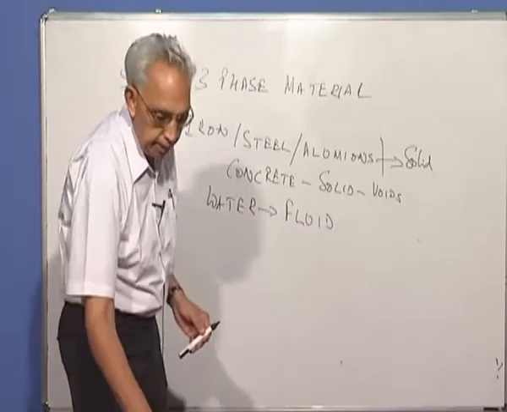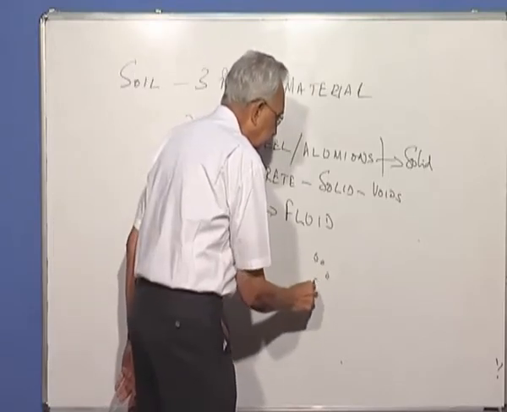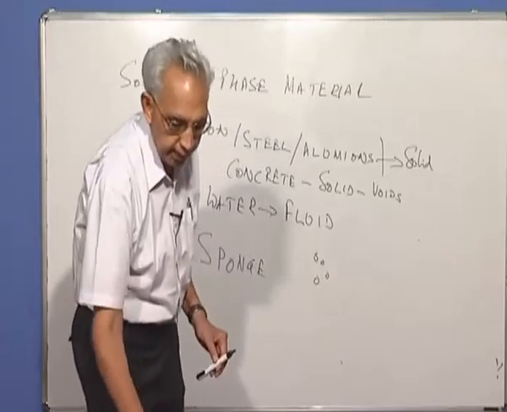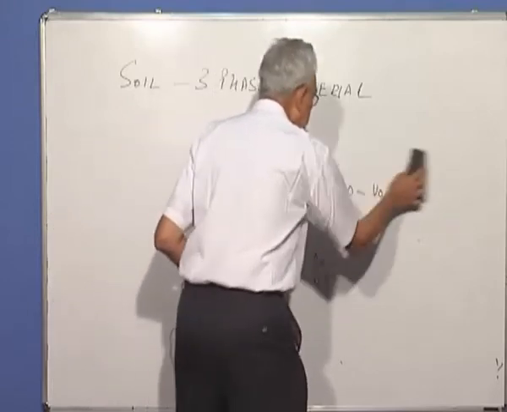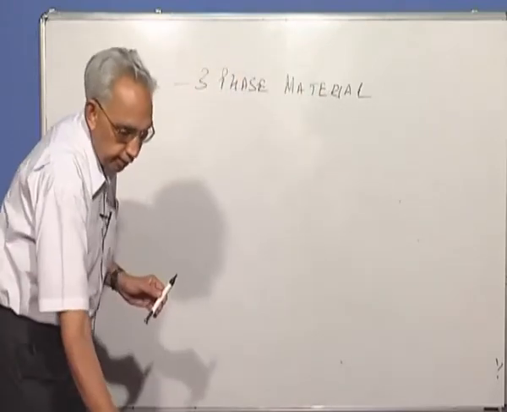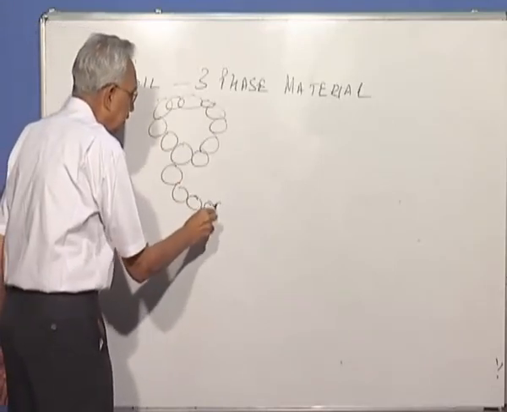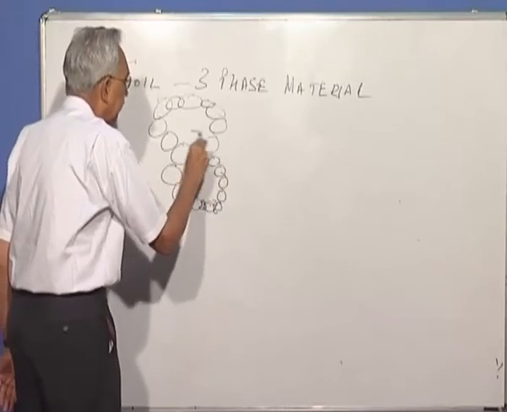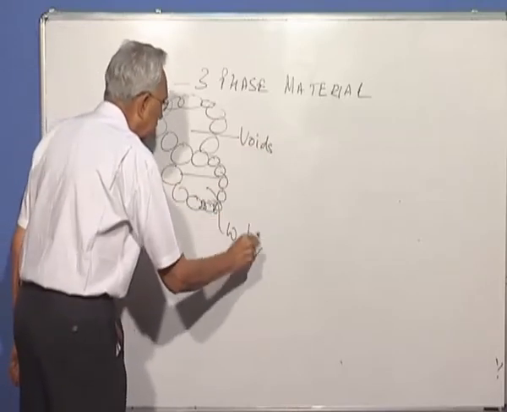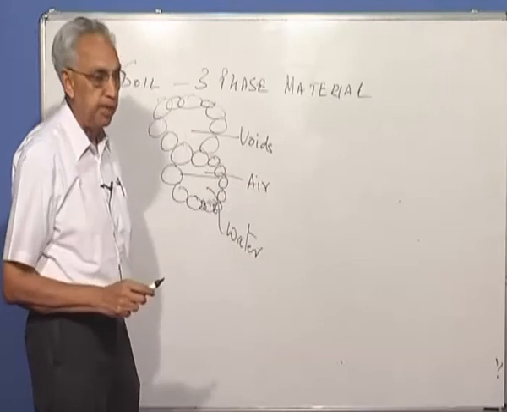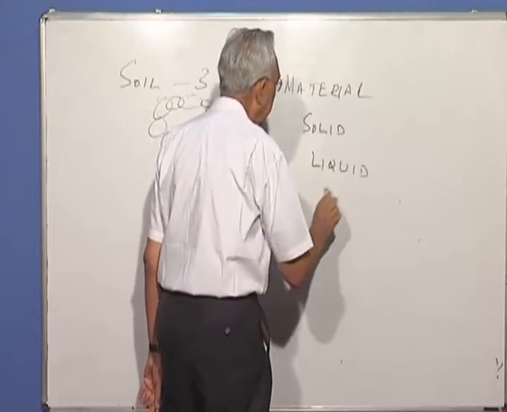If you look at a typical sponge in the house, you will find lots of air gaps inside, or voids. So soil is something like a sponge, except that the particles are not bonded together. If I want to sketch a soil, you will have grains, particles, they are touching each other. They can be of different sizes, and the spaces in between are called voids. The voids may be filled with water or they may have air. So you will end up in a typical soil with three phases: a solid phase, a liquid phase, and a gaseous phase.